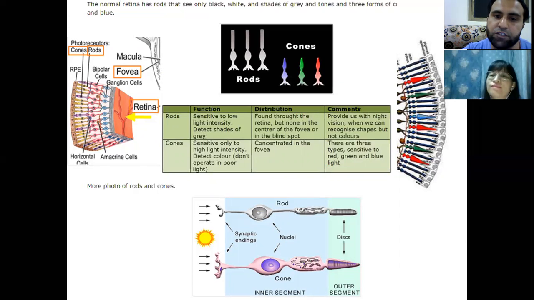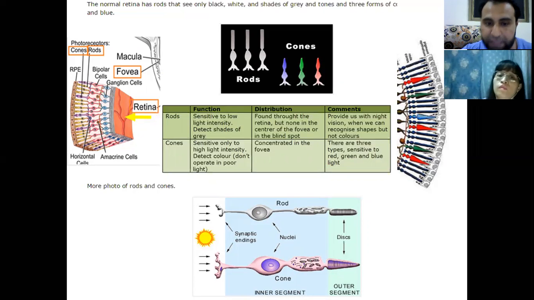Cone cells are sensitive only to high intensity of light and detect color. They are concentrated in the fovea. Cone cells are present in the fovea. There are three types of cone cells that detect red, green, and blue light.